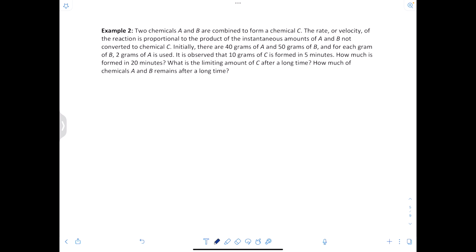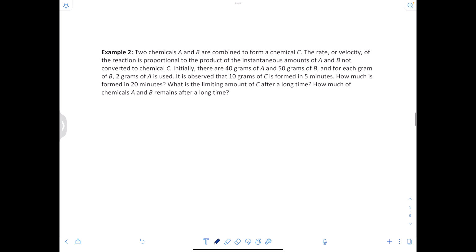Two chemicals, A and B, are combined to form a chemical C. The rate or velocity of the reaction is proportional to the product of the instantaneous amounts of A and B not converted to chemical C. Initially, there are 40 grams of A and 50 grams of B, and for each gram of B, 2 grams of A is used. It is observed that 10 grams of C is formed in 5 minutes. How much is formed in 20 minutes? And what is the limiting amount of C after a long time?